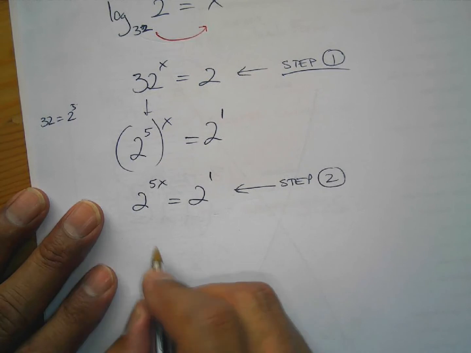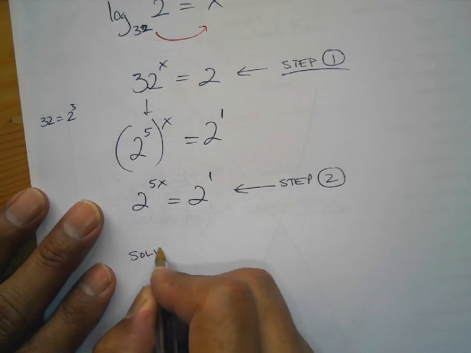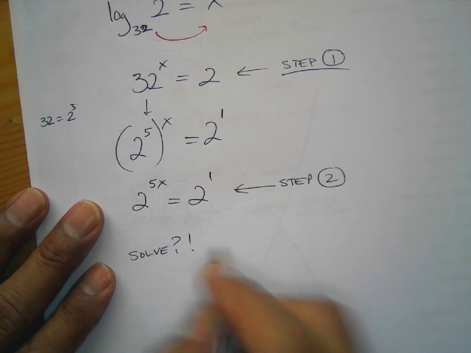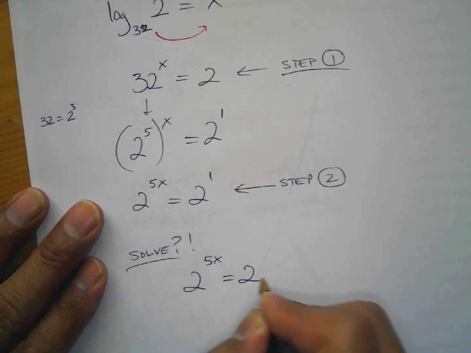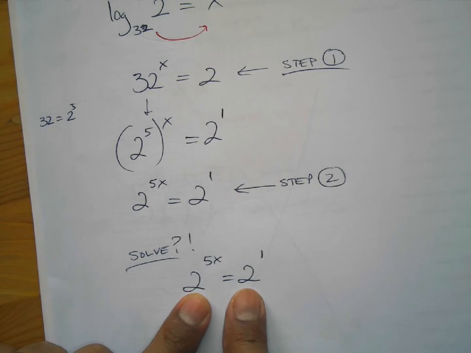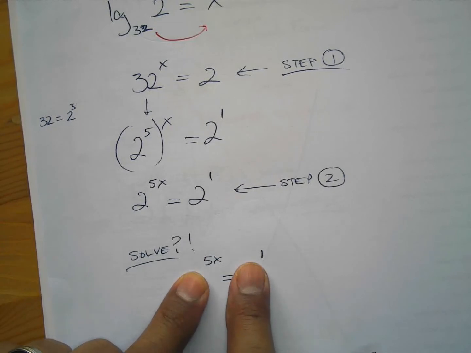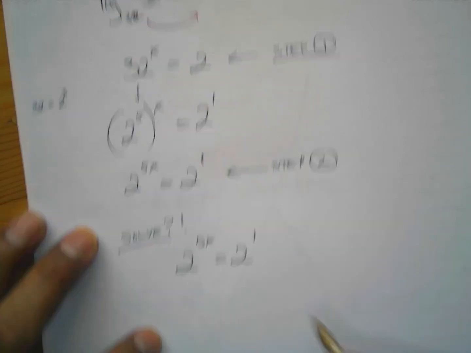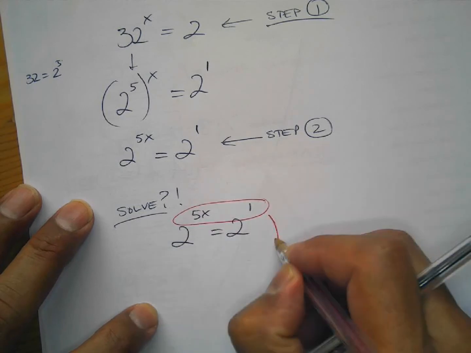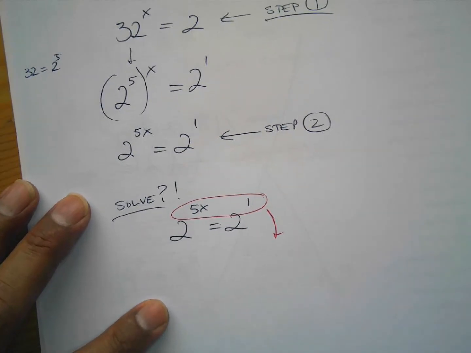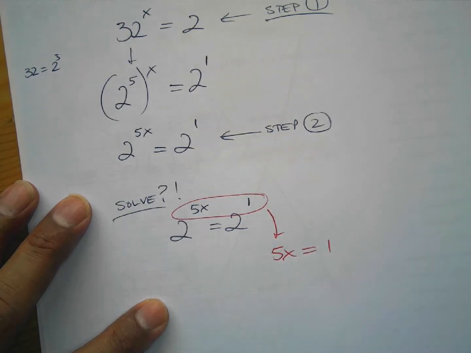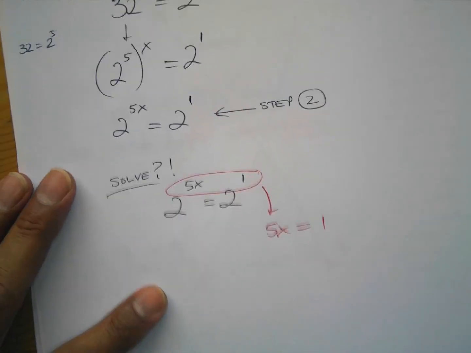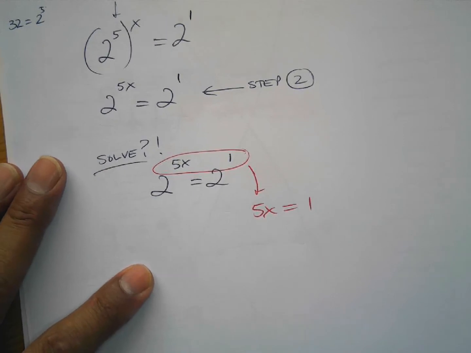How do I solve this? Well, again, once the bases are the same, which is the goal here, now you just work with the exponents. How would you solve this? You put it equal to each other. 5x is equal to 1. How do you solve 5x equals 1? That's an algebra 1 problem.